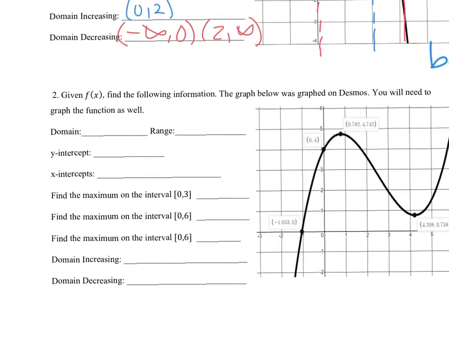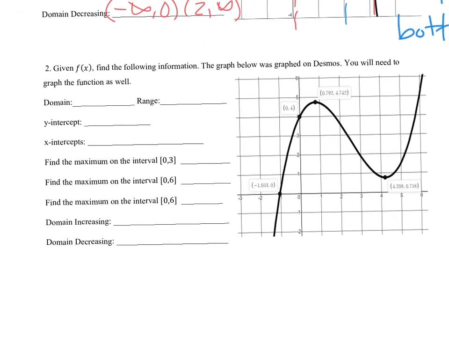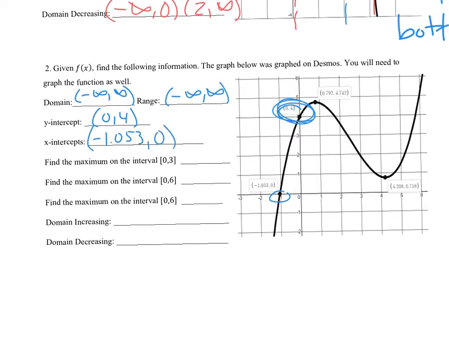Now let's talk about this one, but a little bit quicker because we kind of talked about it already. So once again, looking at this graph, it does have a domain from negative infinity to positive infinity because it's not being restricted. Same thing with the range, from negative infinity to positive infinity. The y-intercept, I notice, is right here at 0, 4. So I have 0, 4, okay? Then the x-intercepts are right here and right there. Yeah, it's just that. So it is going to be at negative 1.053, 0 for my x-intercept. There's only one.